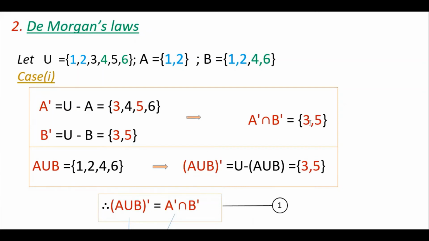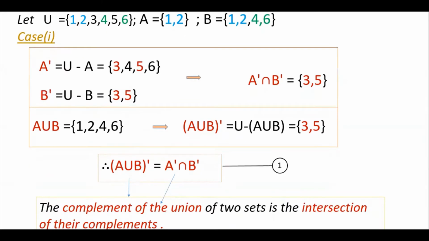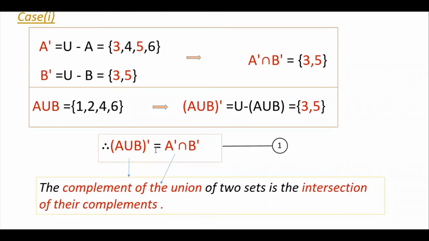So if you see here, these two sets are the same. So the complement of the union of any two sets is equal to the intersection of their complements. You can see here, the complement of A union B is equal to the intersection of the complement of A and the complement of B. Therefore, the complement of the union of two sets is the intersection of their complements.